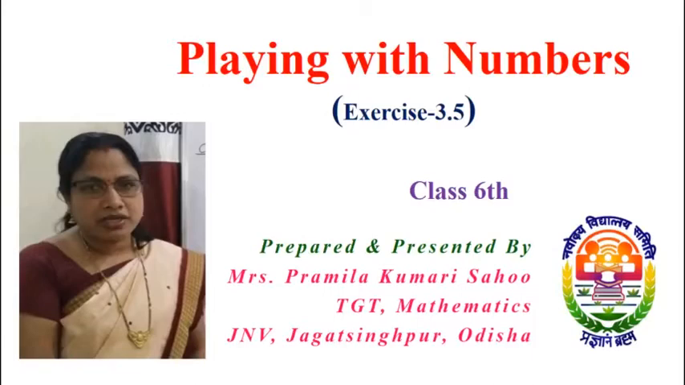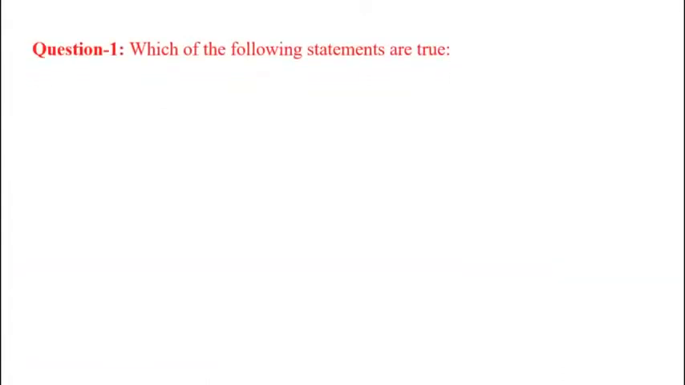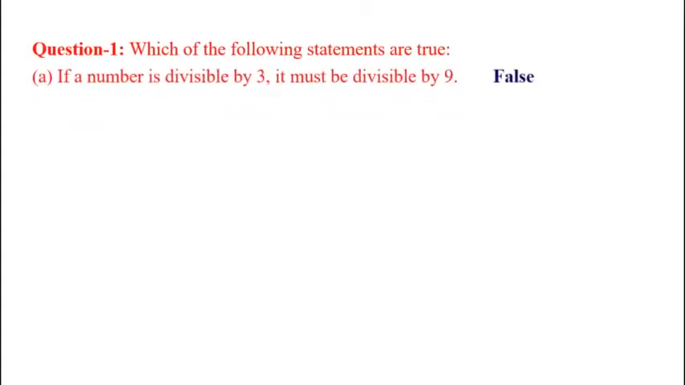Dear students, let us discuss exercise 3.5 from the chapter Playing with Numbers. Question number 1. Which of the following statements are true? First, if a number is divisible by 3, it must be divisible by 9. False, because the number 15 is divisible by 3, but it is not divisible by 9.